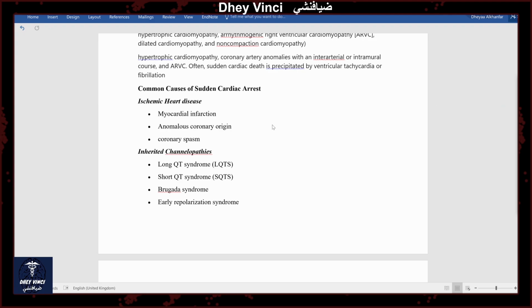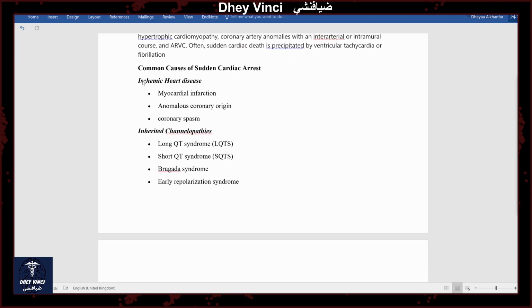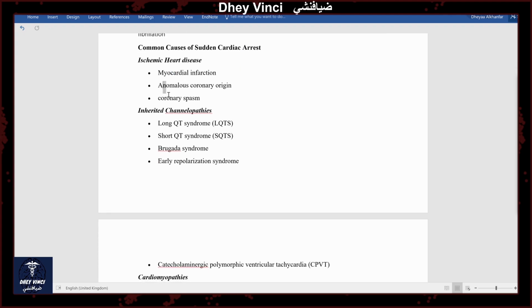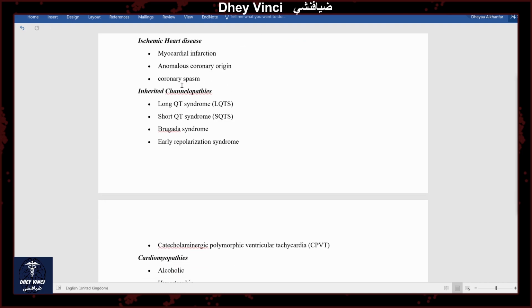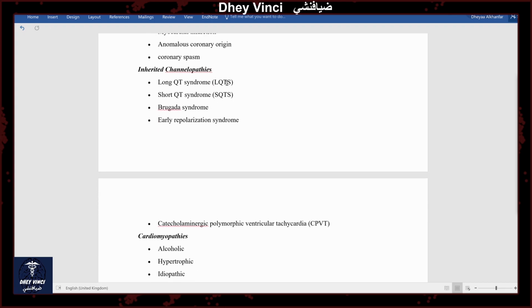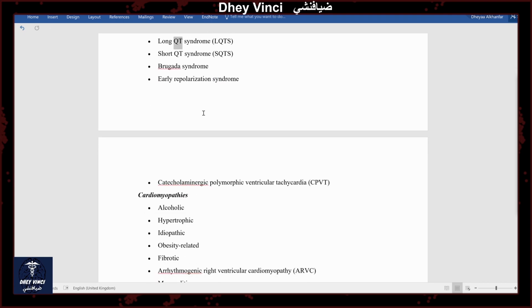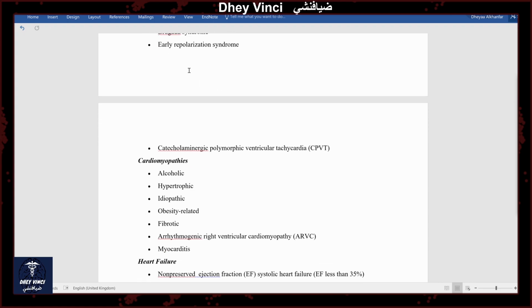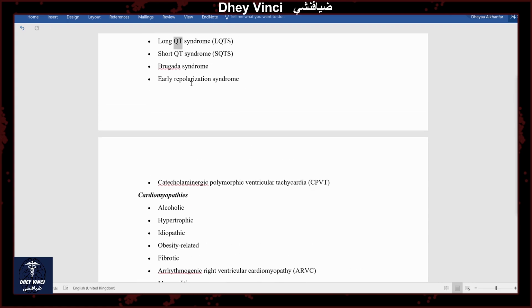Another table here, table of causes, differentials. Ischemic heart disease like myocardial infarction has to be excluded by the ECG. Coronary spasm from medications, calcium abnormalities could be a cause. We call it Prinzmetal angina. Inherited channelopathies, long QT discussed, short QT syndrome. It's the opposite of long QT, could be a possibility. Brugada syndrome was discussed. Repolarization syndrome, also one of the channelopathies.